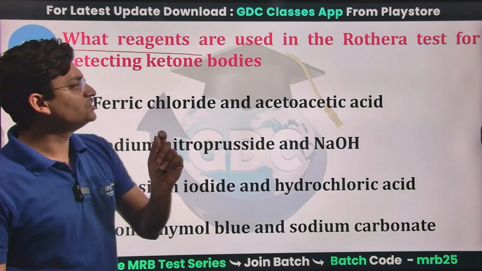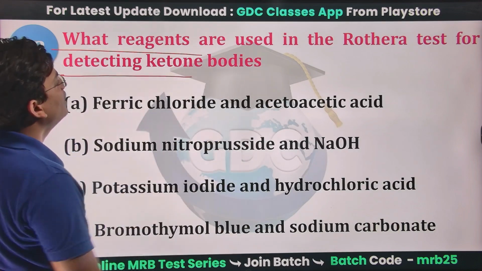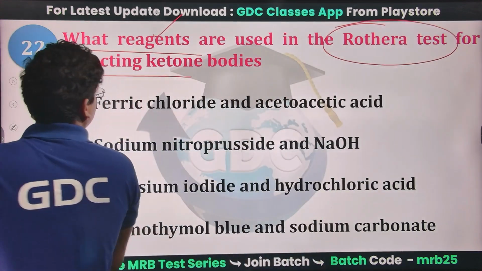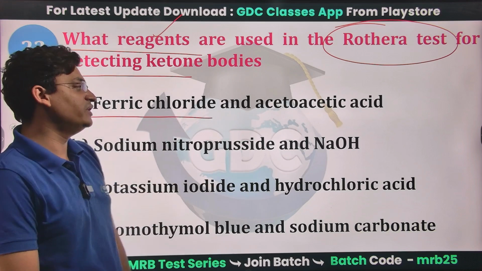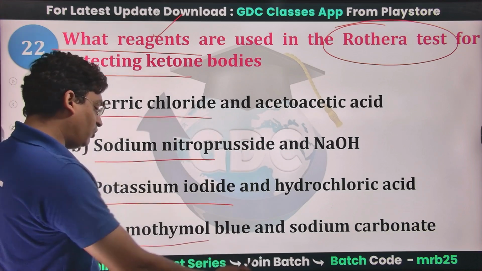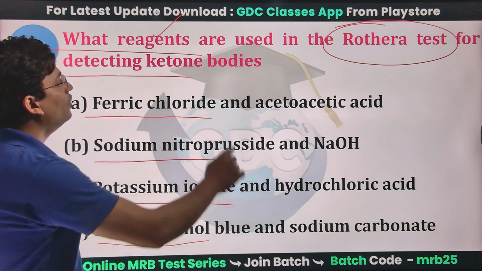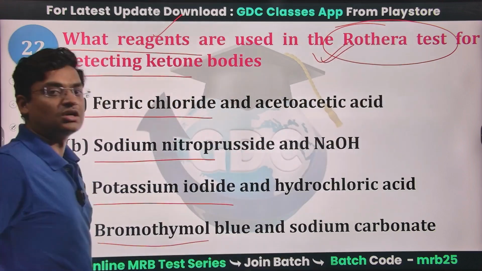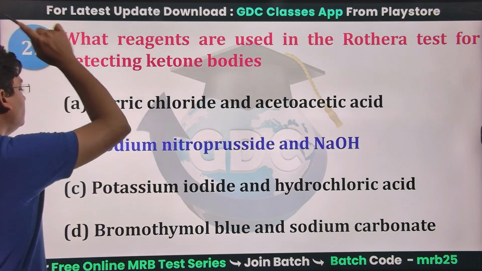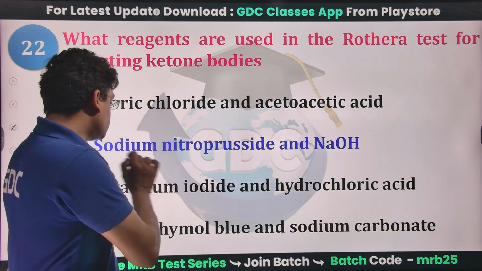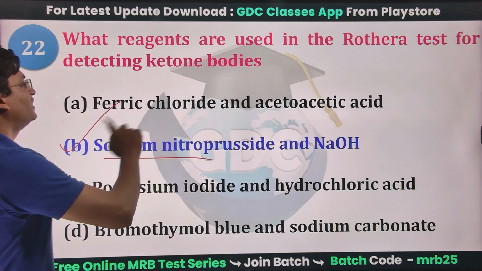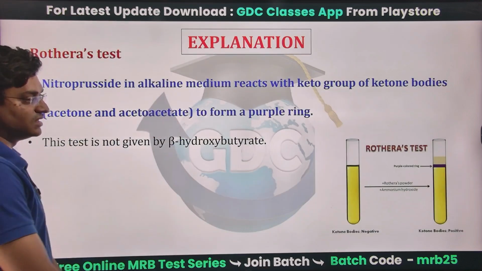Which reagents are used in the Rothera test for detecting ketone bodies? So what is the reagent that you use during the Rothera test for detecting the ketone bodies? Is it ferric chloride and acetoacetic acid, sodium nitroprusside and NaOH, potassium iodide and hydrochloride, or bromothymol blue and sodium carbonate? So the Rothera test basically has the reagents of sodium nitroprusside and sodium hydroxide, also known as caustic soda. So sodium nitroprusside and caustic soda are the main reagents for the Rothera test for detecting the ketone body. So yes, C is the right answer here.